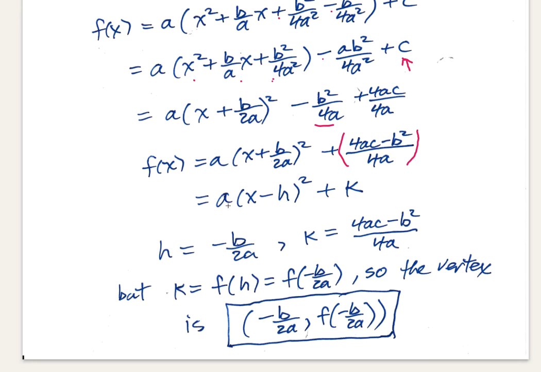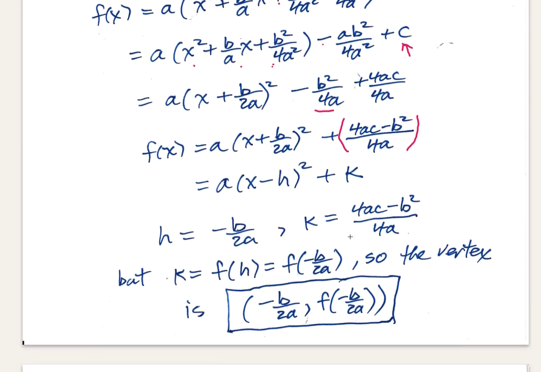I've got x minus h, which would be what? Minus h would be b over 2a. That means h must actually be what? Negative b over 2a, okay? And then the k would be what? This stuff left over, the 4ac minus b squared all over 4a. All right, so we're almost there.